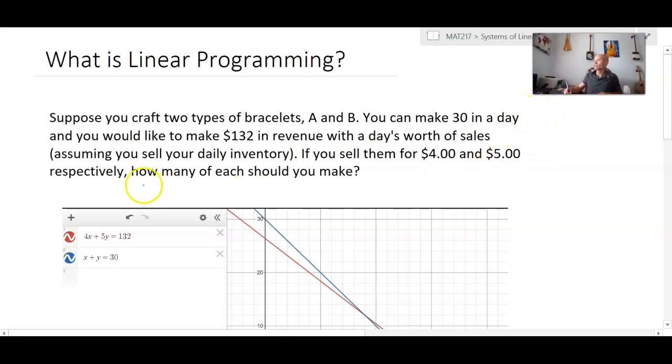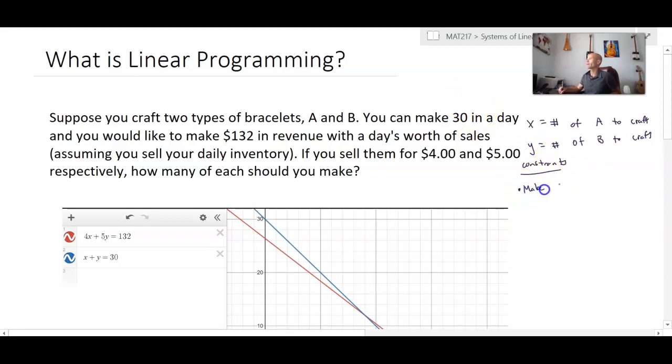Okay, well, the question kind of answers what we're looking for. We're looking for the number of each type of bracelet. I'll define them as X and Y. So X is the number of bracelet A to craft, and Y will be the number of bracelet B to craft. Now we have two constraints. Remember, constraints are just what limits the values in these variables to a specific pair. So you can make 30 bracelets in a day.